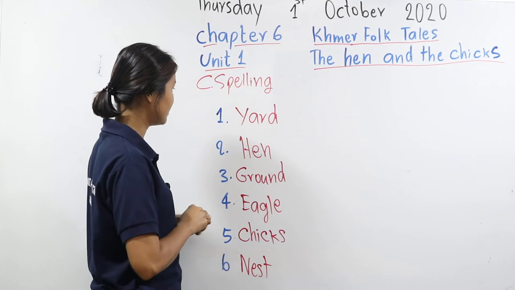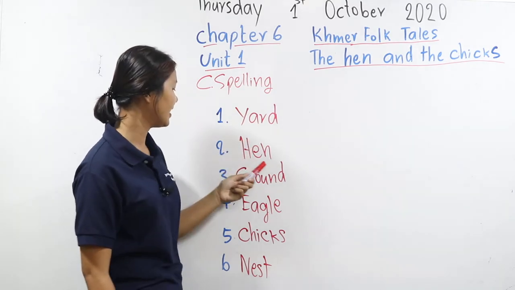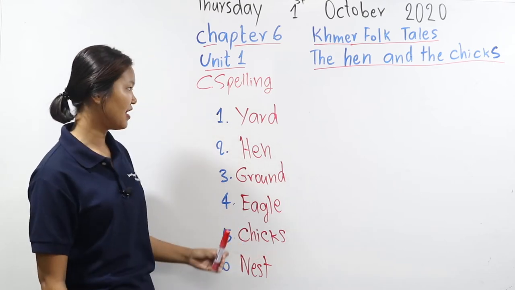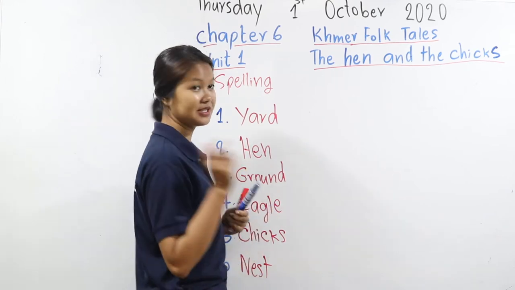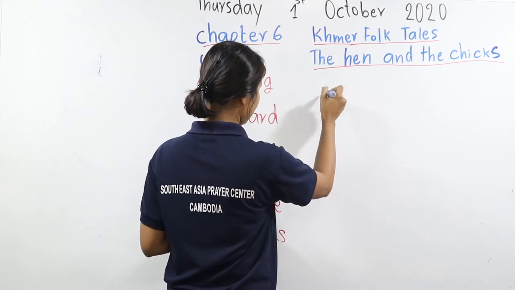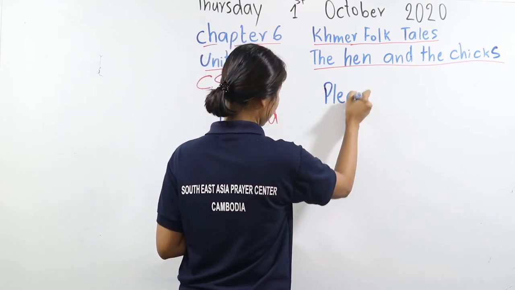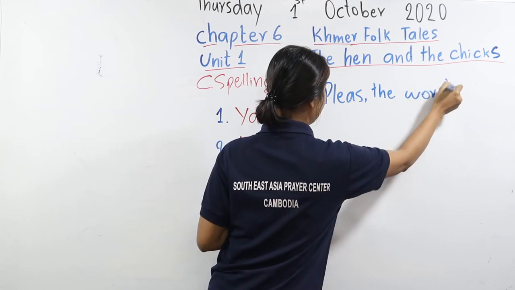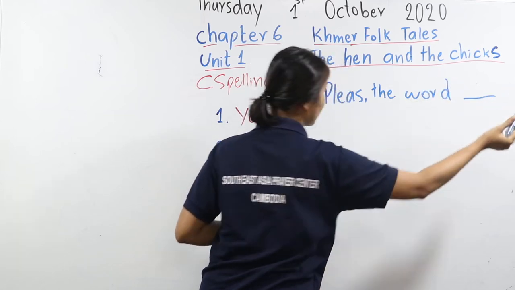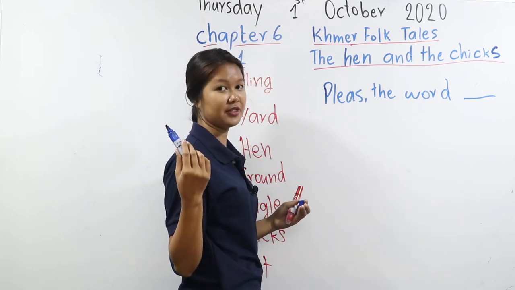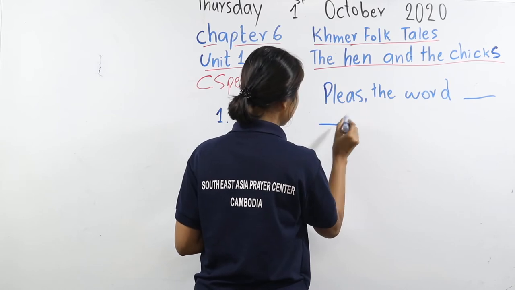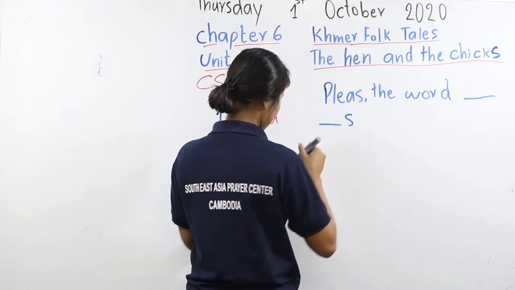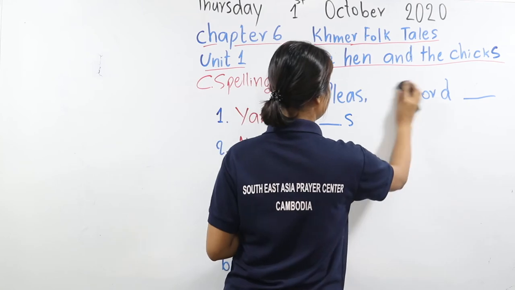Now let's read together. Yard, hen, ground, eagle, chicks, nest. Okay, now this time I will ask you to spell, and then I'll erase this. Excuse me, I'll copy this. Please spell the word, and then here, blank, you can say the word that you want others to spell for you. And then you can say the word again. And then you say, spell.